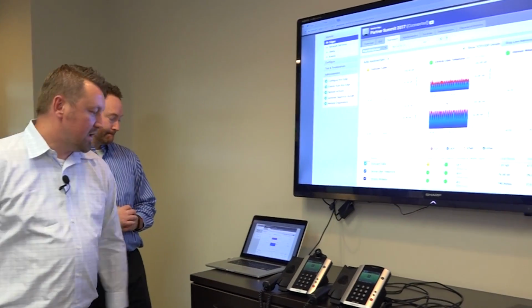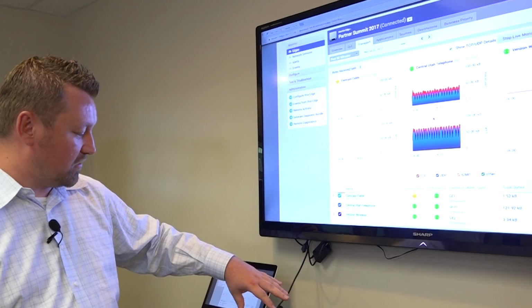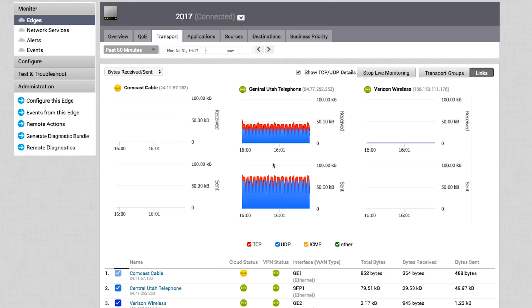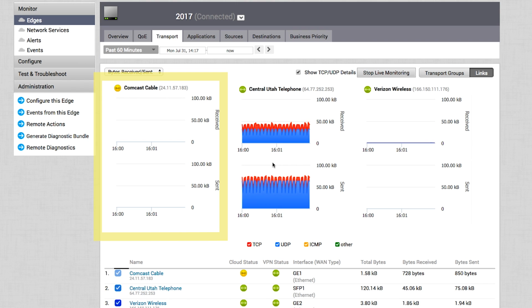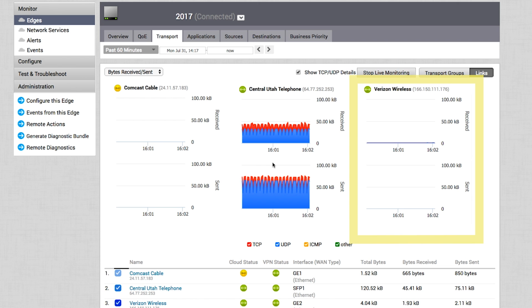Awesome. Thanks, Tyler. So like you said, we have our two phones set up here. They're on active phone calls to the hosted UC providers. And up here, you can see our three different connections. Over here, we have Comcast Cable. And then we have Central Utah Telephone, which is Centercom. That's our fiber, the 100 meg fiber. And then we have our Verizon Wireless, which is the LTE connection.